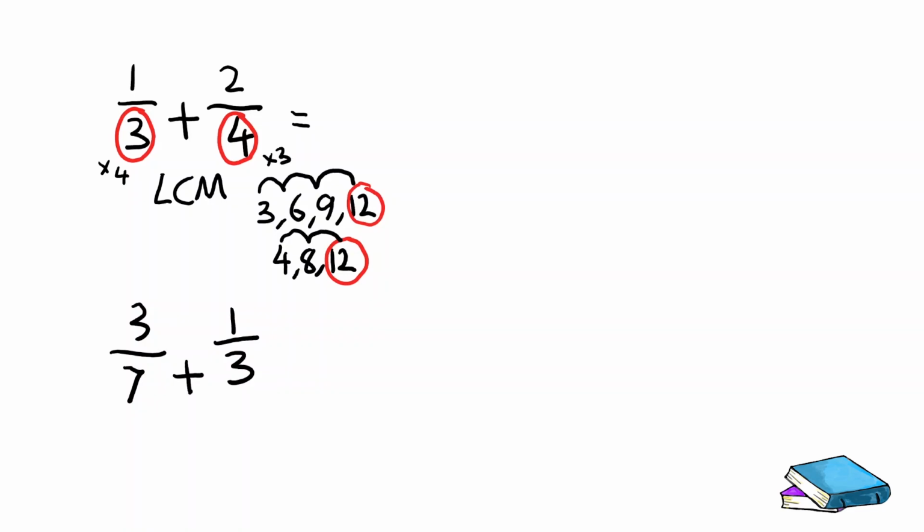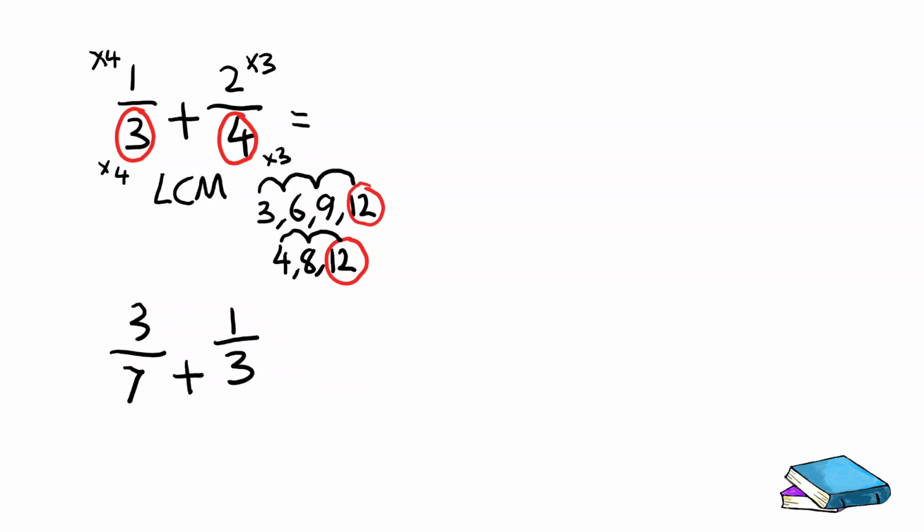The key with fractions is what we do to the denominator, we need to do to the top, or the numerator. So if we times the left side by 4, we need to times the top by 4 as well. If we times the bottom by 3 on the right, we need to times the top by 3 as well.